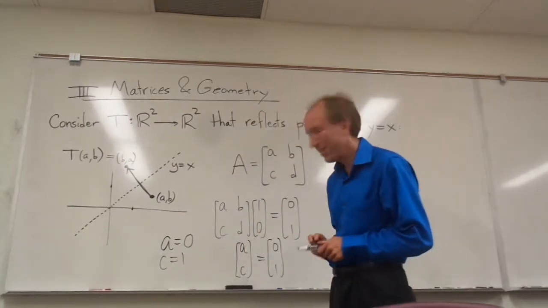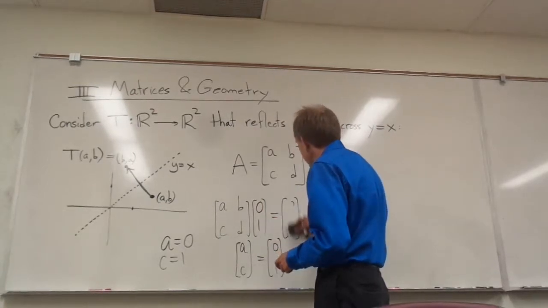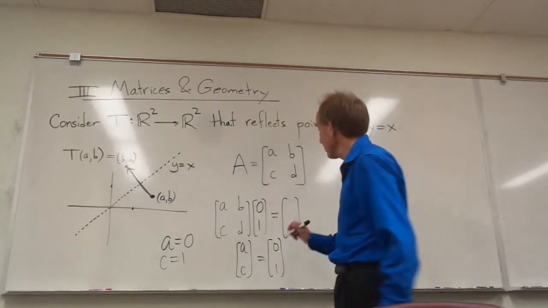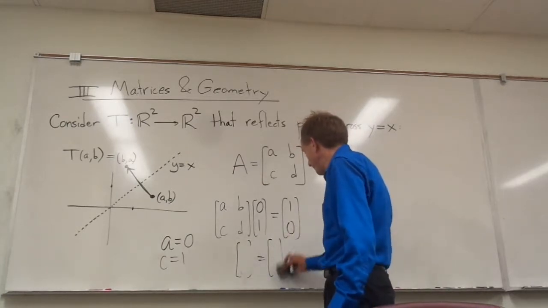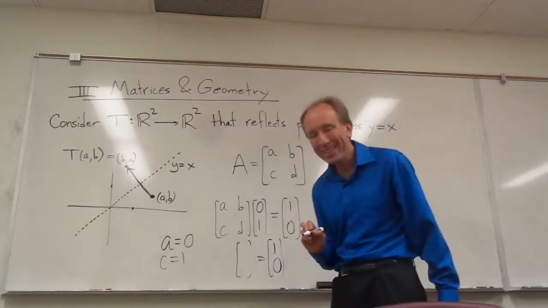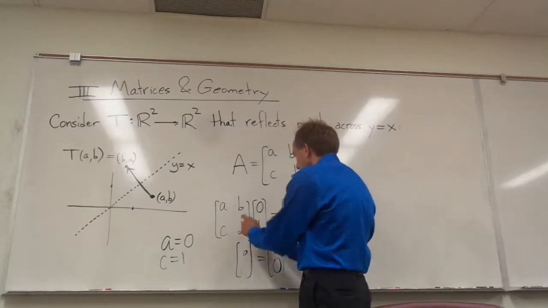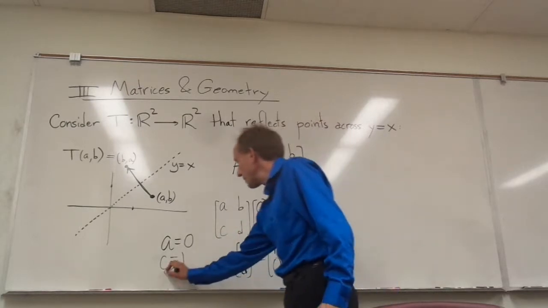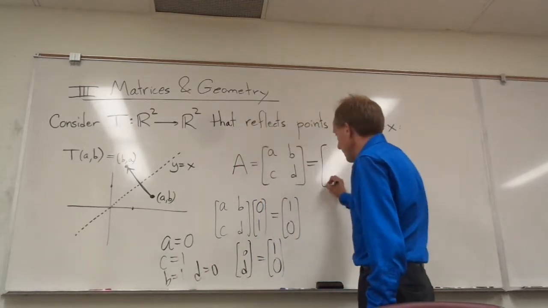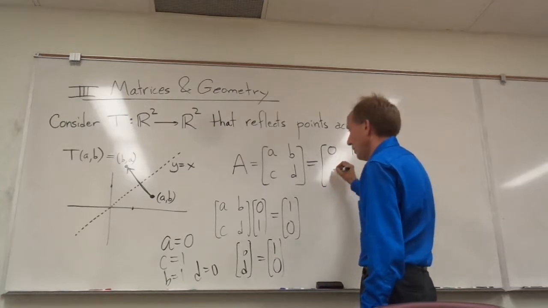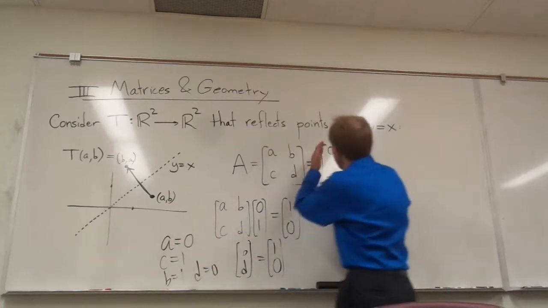All right? Similarly, if I started with (0, 1), then after I reflect that across the line y equals x, I should get (1, 0). And when I do this calculation, I have (1, 0) on the right. On the left side, I have 0 plus b, which is b, and 0 plus d, which is d. So b has to equal 1, and d has to equal 0. Great. So my matrix is actually the matrix 0, 1, 1, 0, if I just put the numbers that I found into this matrix.